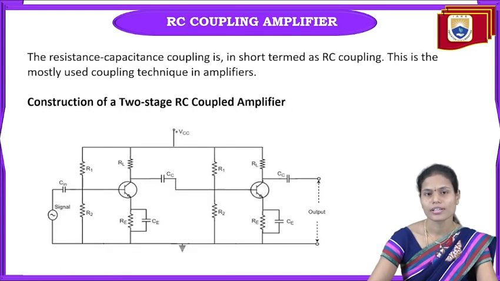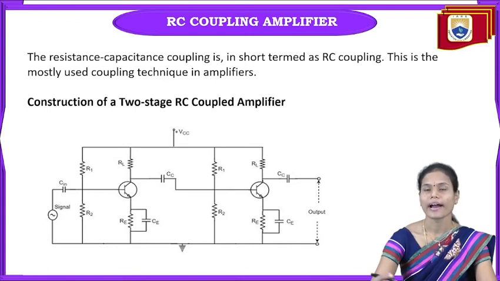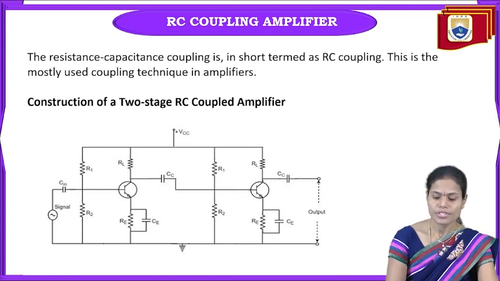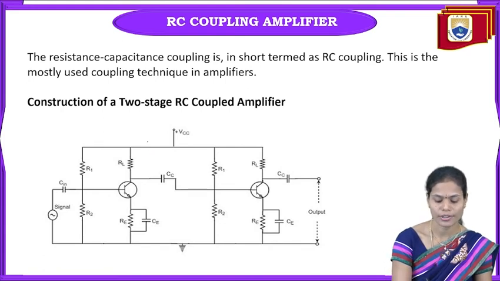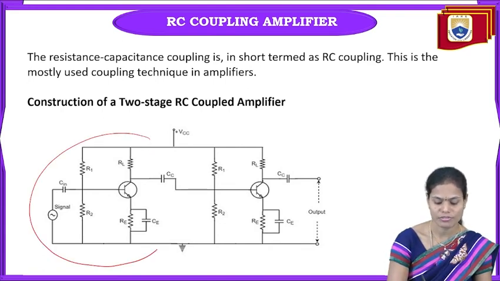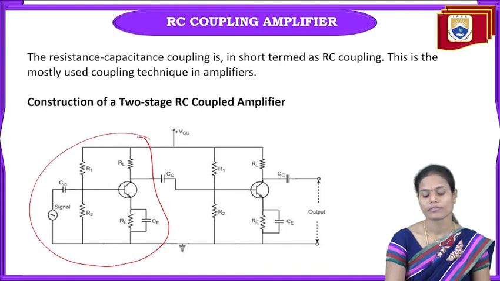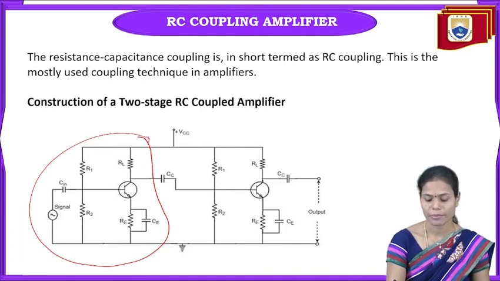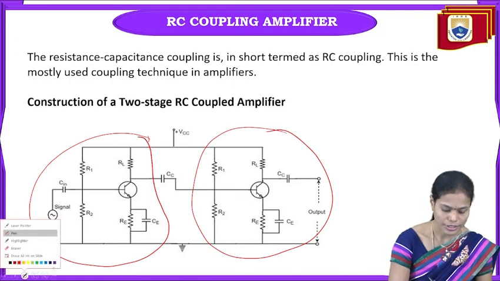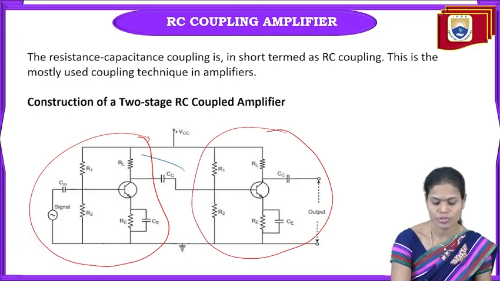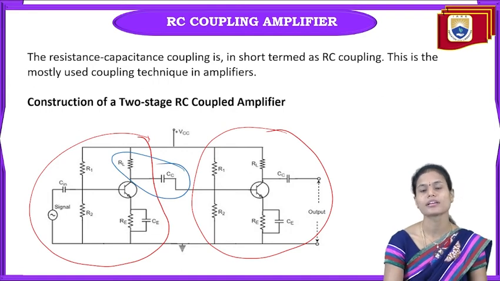And the second type of coupling here is resistance and capacitor coupling, the RC coupled amplifier. So if you see the construction of this RC coupled amplifier, I've already taken this. This is the first stage of the multi-stage amplifier and this one is the second stage. In order to interconnect these two stages, I'm using this RC as the coupling elements here.